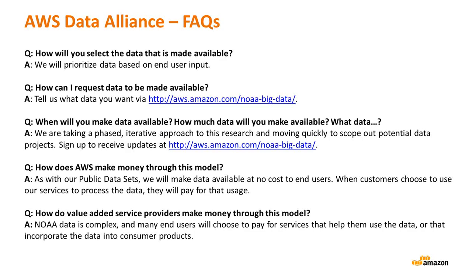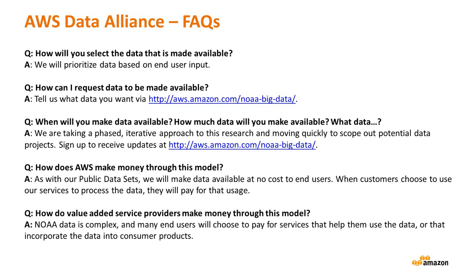Two other questions here are top of mind for a lot of folks, and certainly something that we're thinking about. First of all, how does AWS make money through this model? It's very similar to our public data sets. We make data available at no cost to end users by storing it in services like S3. And when a customer chooses to use that data and chooses to use our services to process that data, it's just normal paid usage as they would do with any other use of AWS.